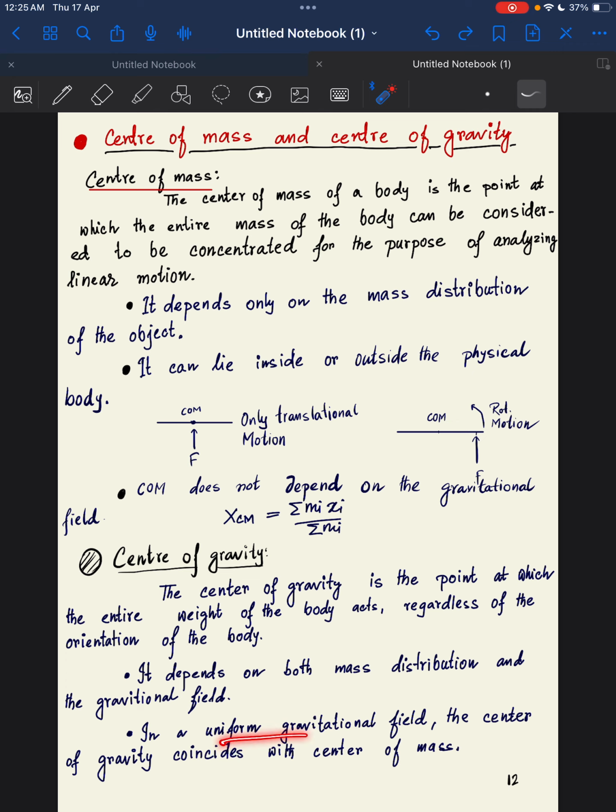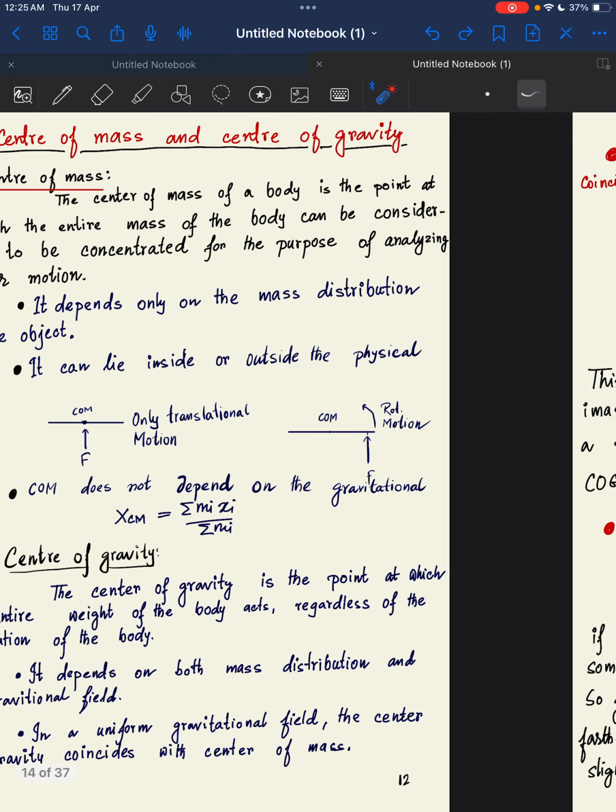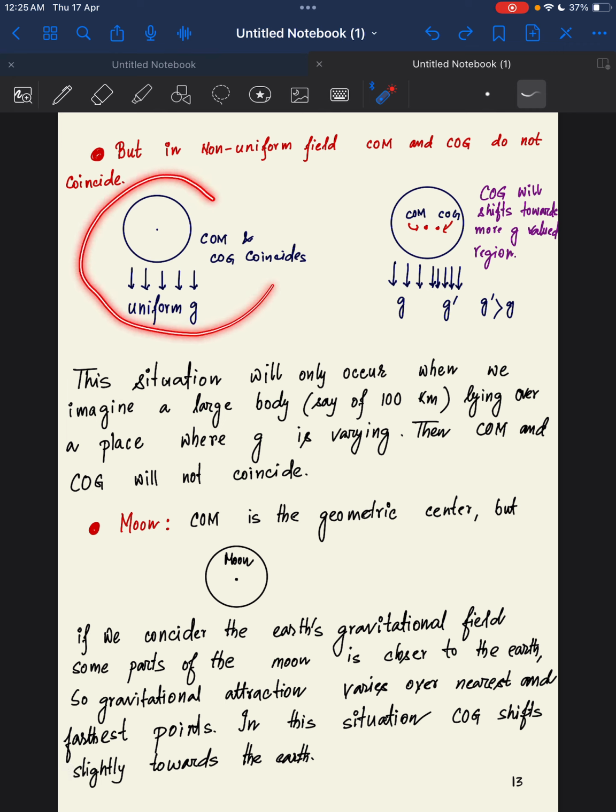And in a uniform gravitational field, the center of gravity of a geometrical object coincides with the center of mass. This we will discuss. Let's say we have a sphere. The center of mass will obviously be the geometrical center, and the center of gravity will also be the geometrical center in this case if this sphere is placed in a uniform field of gravity. That means g is the same everywhere. g is pulling this point with the same force, this point with the same force, and this point with the same force. Then the center of gravity and center of mass will coincide.